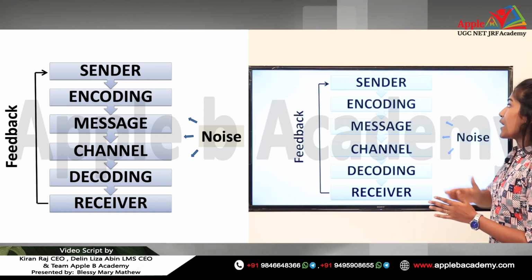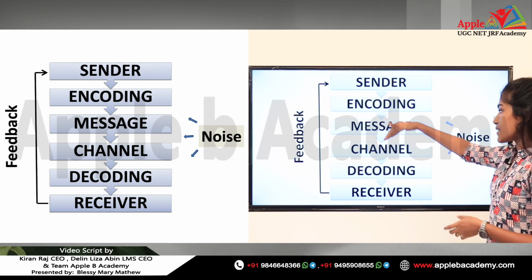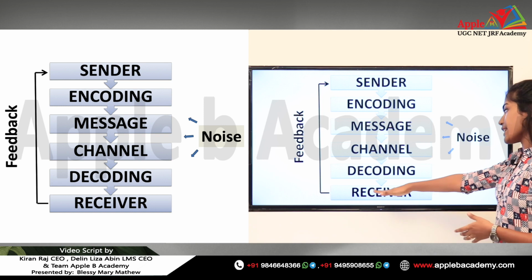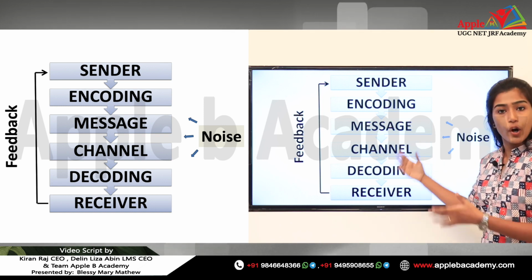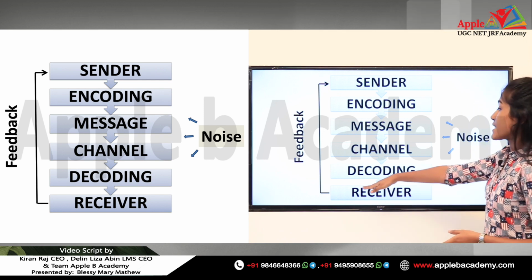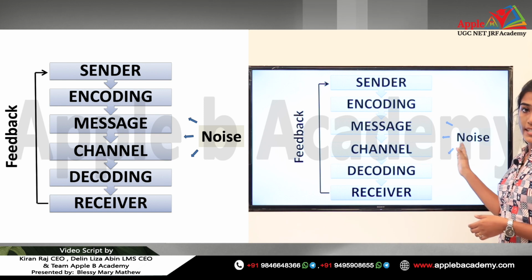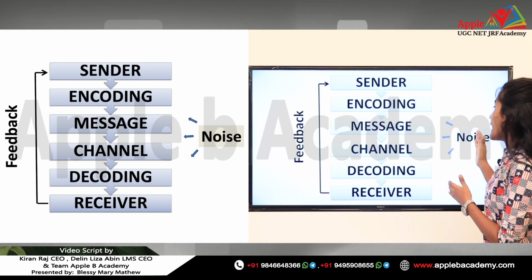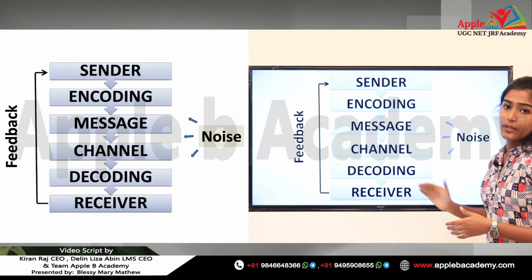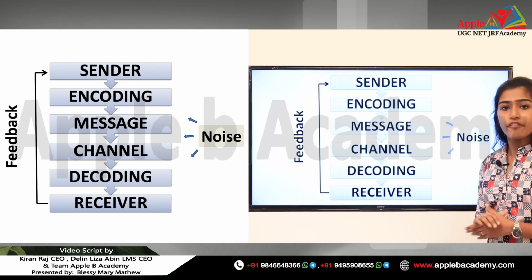In the process you have a sender who encodes the message and transmits or conveys it through a channel, which is received by the receiver who decodes the message in order to understand it. So after understanding the message, the receiver sends a feedback to the sender. And here you have another concept, that is noise. Noise is an interruption or disturbance that is caused during the process of communication that can happen at any level in the process of communication.